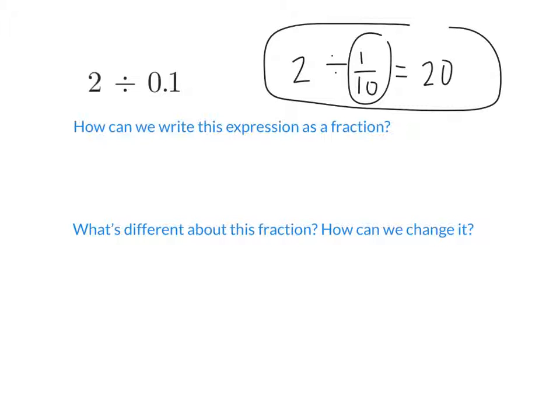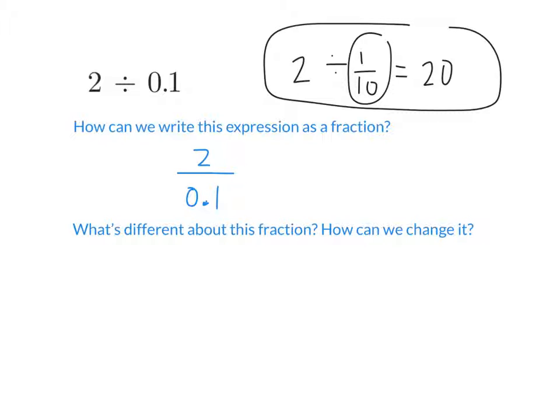If I want to write 2 divided by 1/10 as one fraction, I could write it like this: 2 over 1/10. Do you agree? The whole is always the numerator, and the divisor is always the denominator. Go ahead and write that down. 2 divided by 1/10, write it as a fraction. Now, what's different about this fraction than the fractions we've normally seen, like in our problem of the day when we had 8 halves, or 32 over 8?